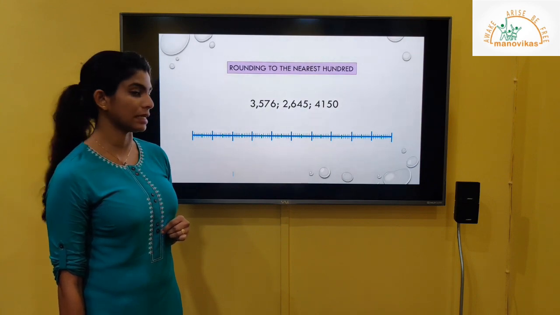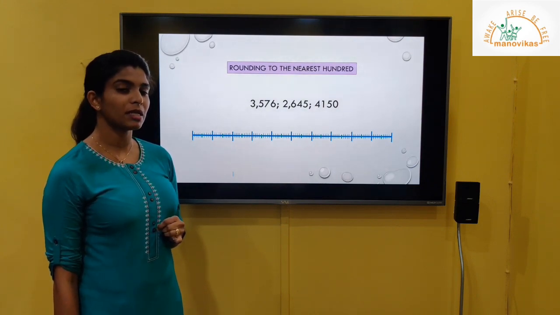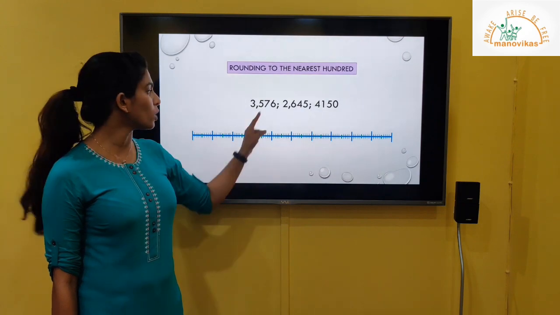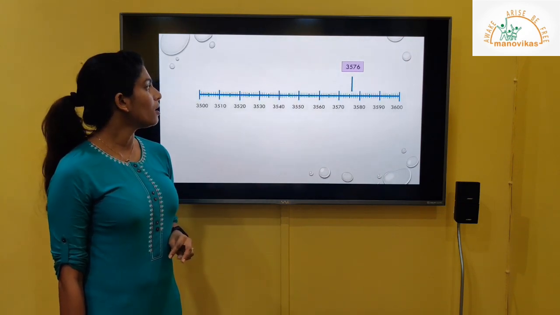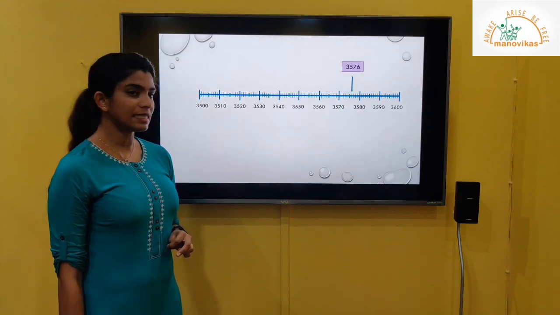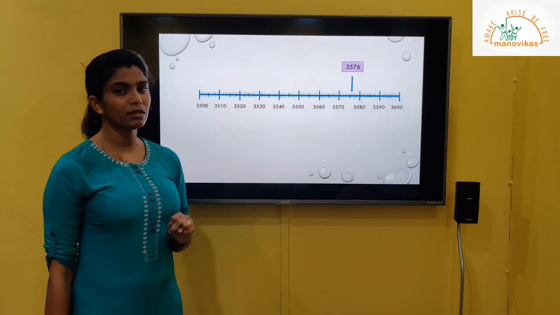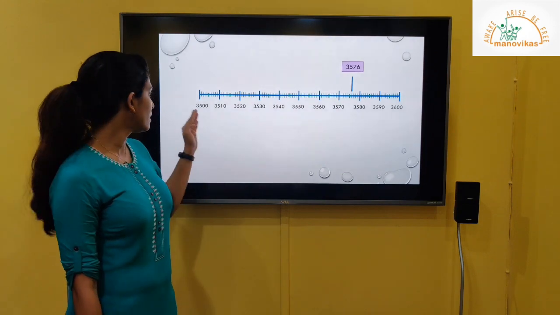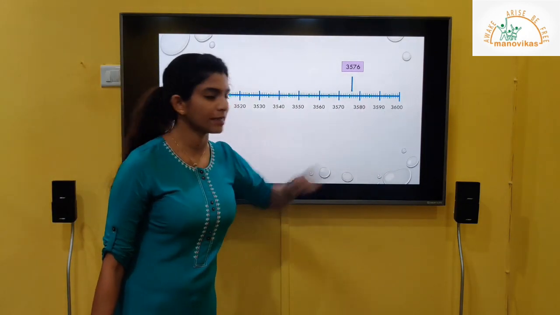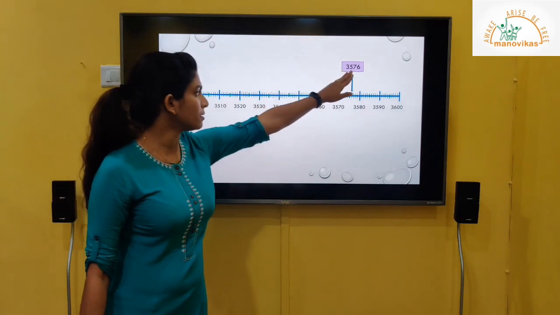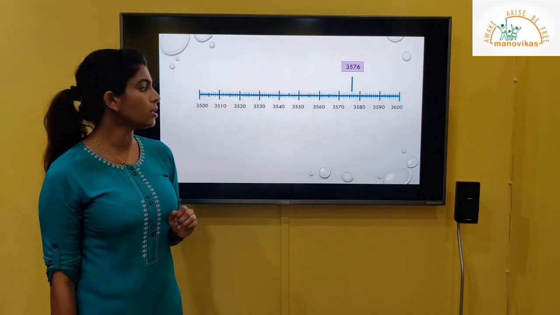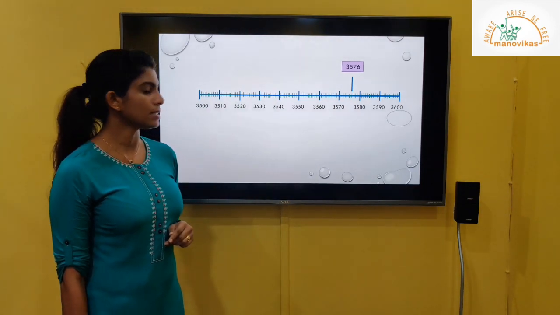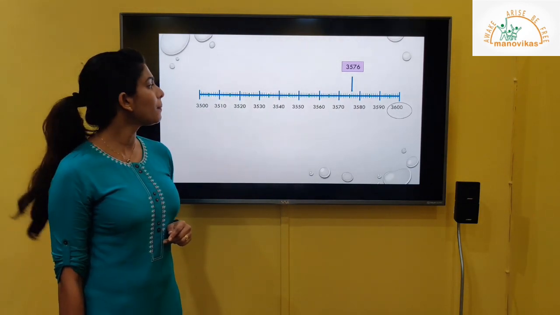Rounding to nearest 100. Now there are 4 digits. But remember, we have to look only at the tens place. Now 3576. There are 2 possible hundreds. Which are they? 3500 and 3600. I have marked here, it comes somewhere here. Can you tell me which is the number which is nearest? Okay, it is 3600.